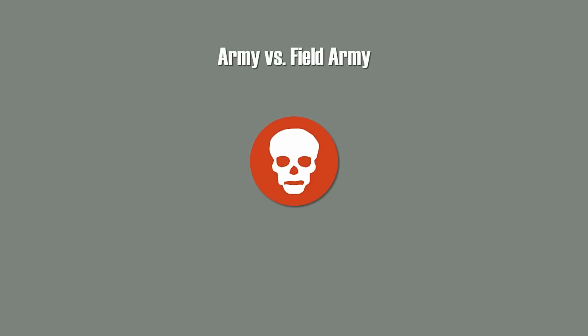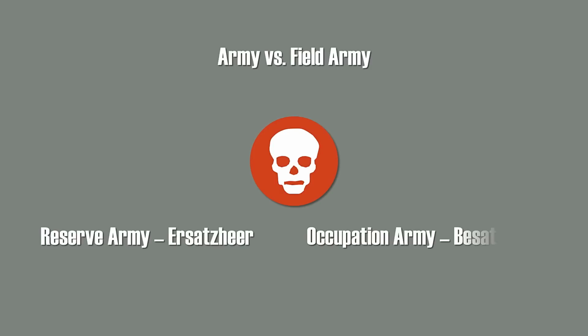Now you probably want to know what is the difference between army and field army. Well, the field army is part of the army that does most of the killing and dying. One could say the field army is the army out in the field. For some contrast, other parts of the army would be the reserve army or the occupation army. So since we got that covered, let's get started.